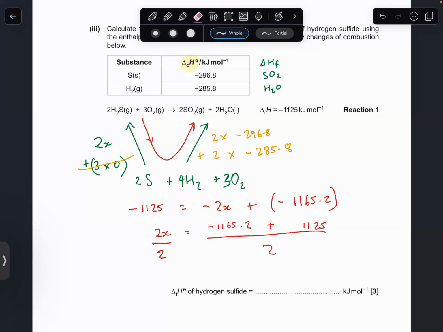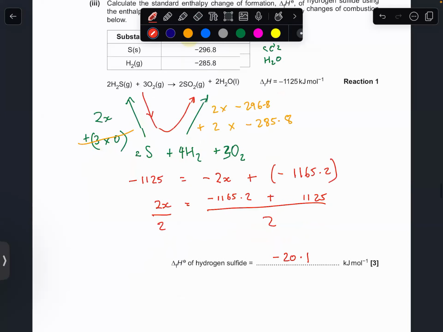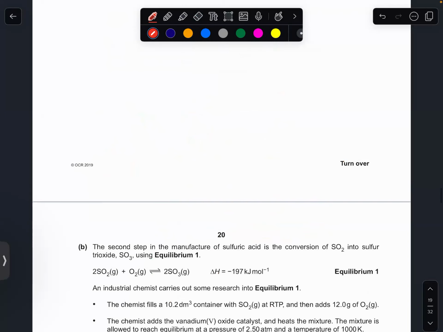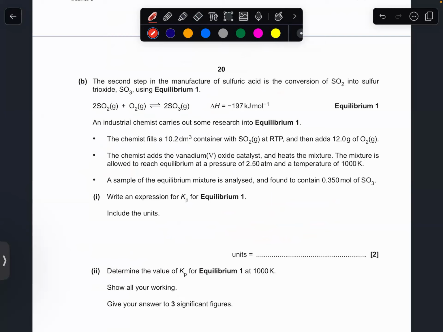So minus 1165.2 plus 1125 gives us that. And let's divide that by 2. Yeah, it gives you minus 20.1. That's fine. The mark scheme allows just minus 20 to get all 3 marks. Good. Moving on. Write an expression for Kp, include units.